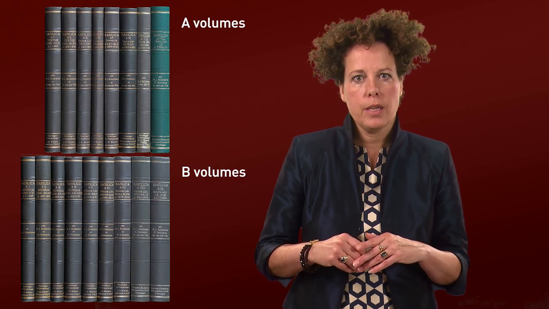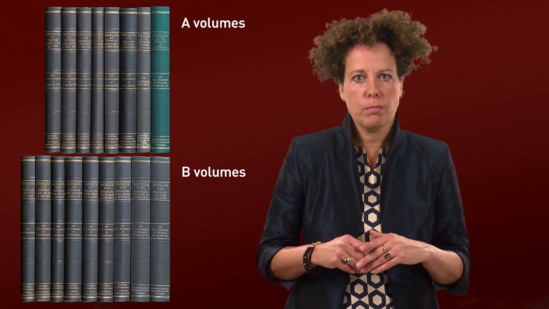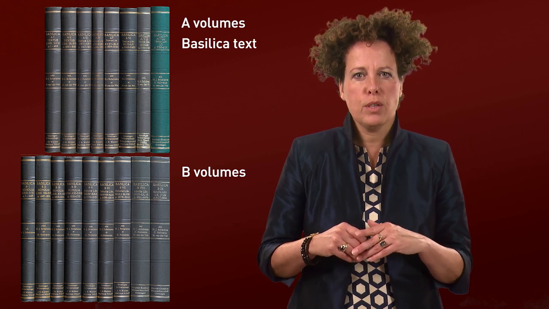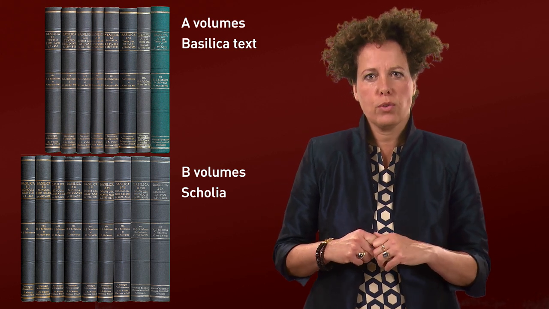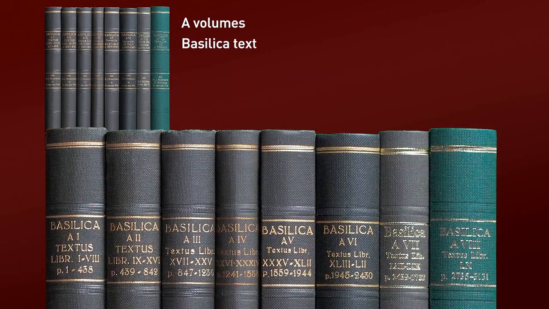We return to the Basilica. In the Groningen edition, the Basilica text and the scholia are published separately. In the A volumes, we will find the Basilica text. In the B volumes, we will find the scholia. Let us start with the A volumes, the Basilica text.